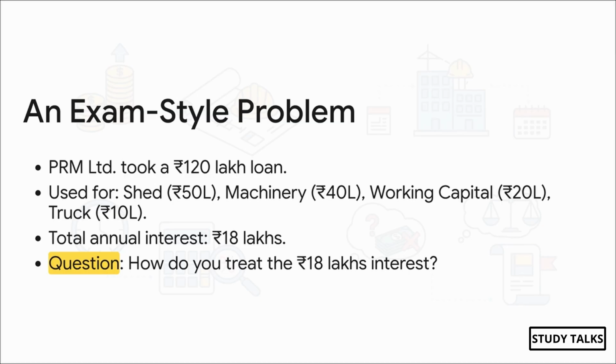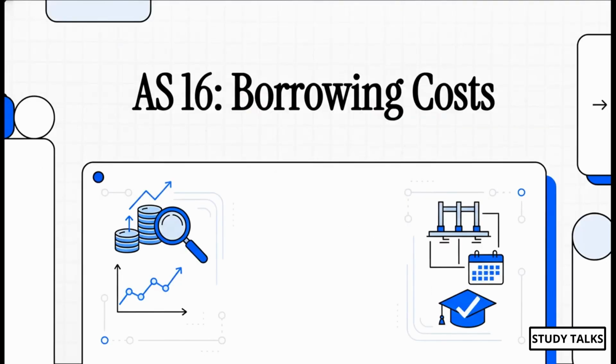So, the big question, the one your marks depend on, is this. Does all of that 18 lakhs hit the P&L, or does some of it get tacked onto the cost of the shed or the machinery? This is the core puzzle we need to solve. And the key to unlocking this puzzle, well, that's Accounting Standard 16, Borrowing Costs. The standard is all about telling us the right way to account for interest and other similar costs. Our mission today is to absolutely master it so you can ace it in your exams.